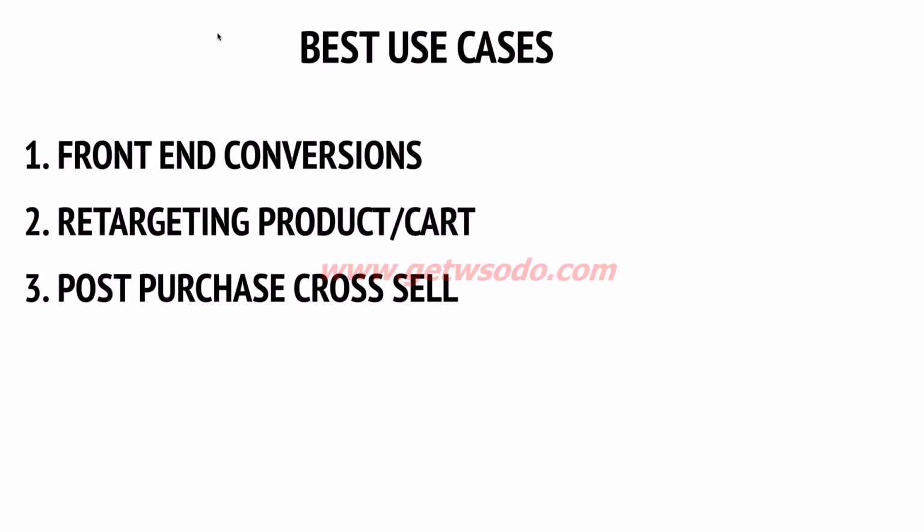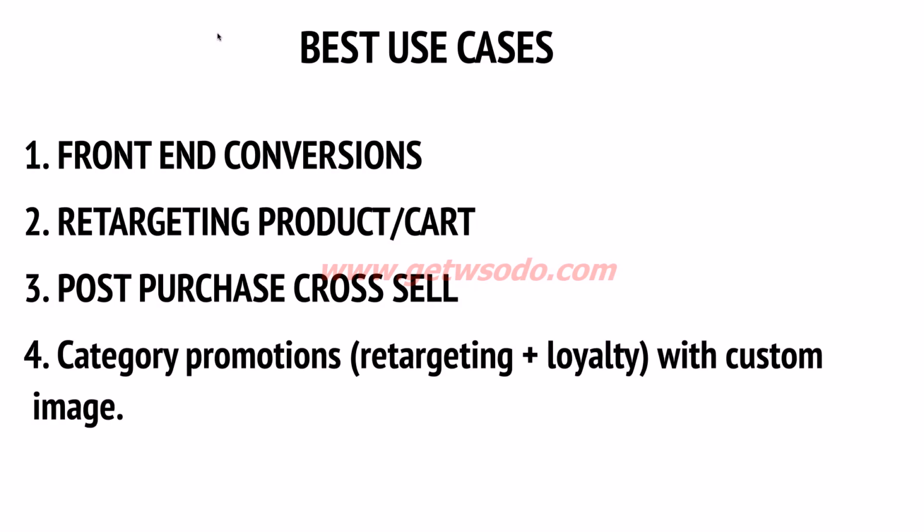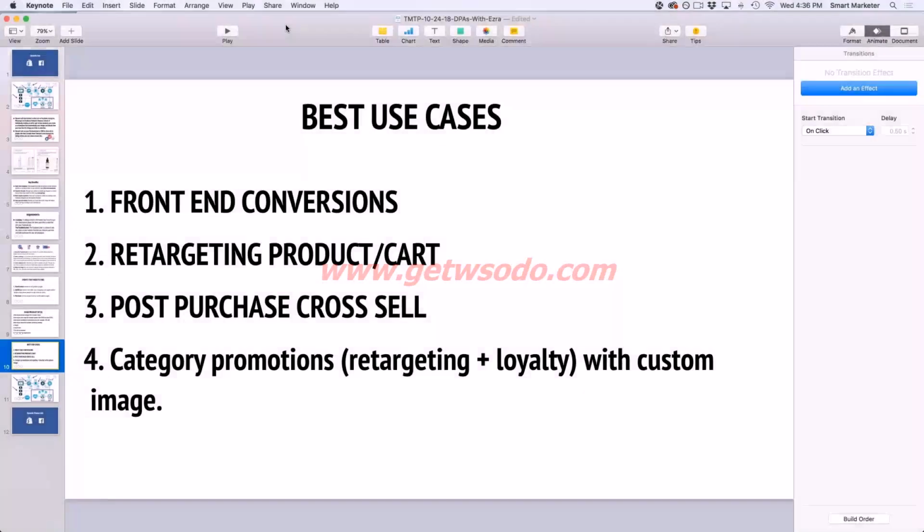And then the post-purchase cross-sell. So someone bought an item from one category, marketing them an item from another category. Someone bought an item for $100, marketing them an item that's more than that kind of thing. And then category promotions, which allow you to do custom imagery and some other fun stuff to the ad creative. So let's hop in and show you how this actually functions.